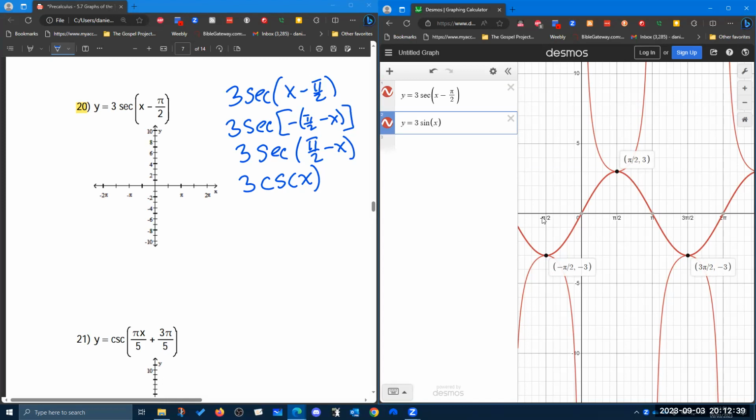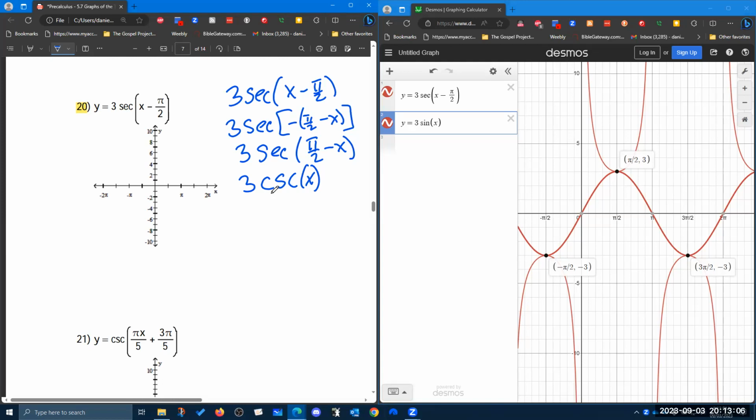But this is just a transformation right now of the secant graph, and you can see the relationship that because they are cofunctions, things that are secant graphs can be written as cosecant graphs, and things that are cosecant graphs can be written as secant graphs. Sorry, I missed my C and my parenthesis ran together there.